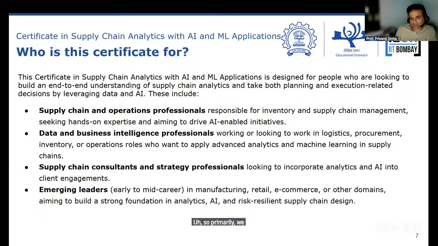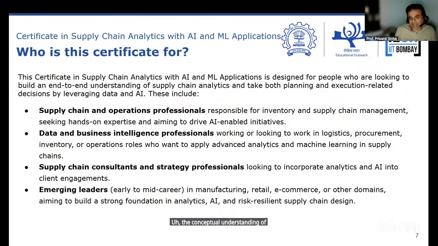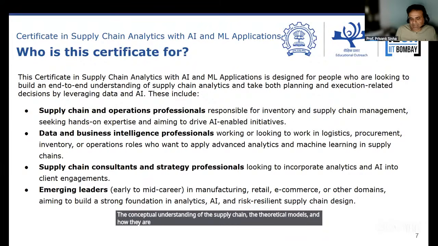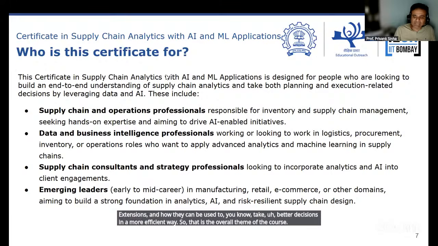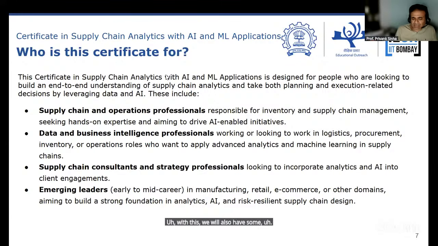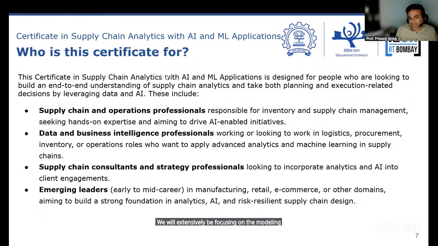Primarily, as Mohit already said, we are going to focus on the conceptual understanding of the supply chain, the theoretical models, and how they are applied to decision making in the supply chain. We will also talk about some extensions that can be made to these models with data analytics techniques and AI ML based extensions, and how they can be used to take better decisions in a more efficient way. That is the overall theme of the course. We will also have some sessions dedicated to using Python, developing code and solving certain problems. But that will be a minor aspect since this is not a computational course. We will extensively focus on the modeling and decision-making aspects.